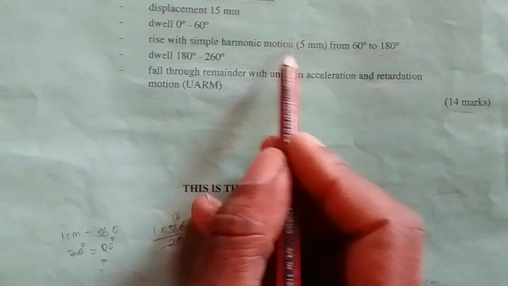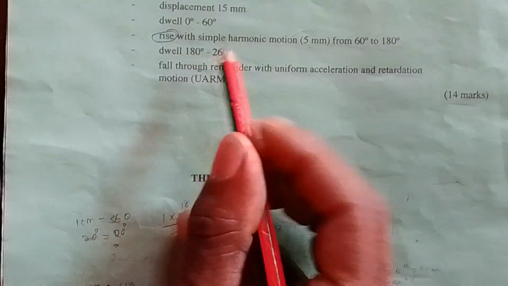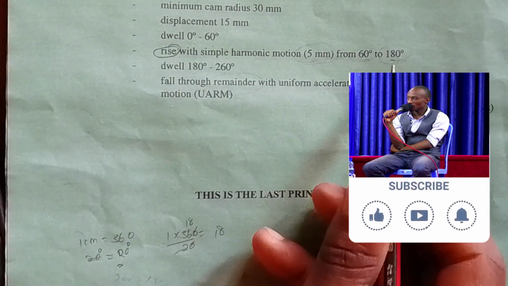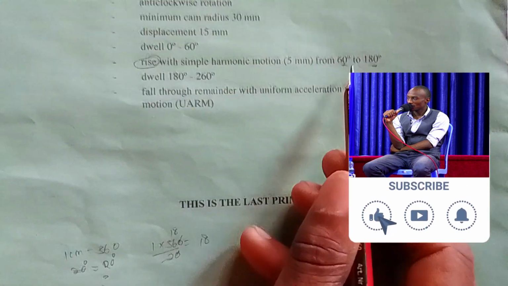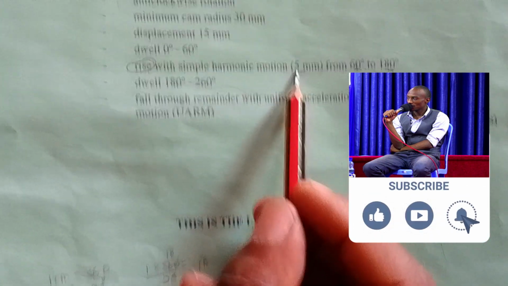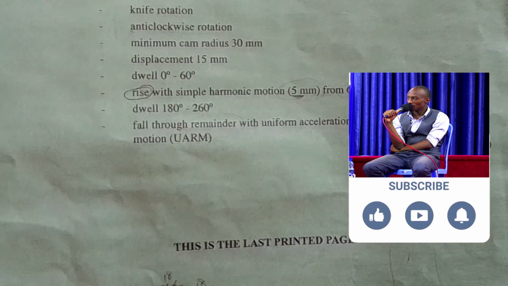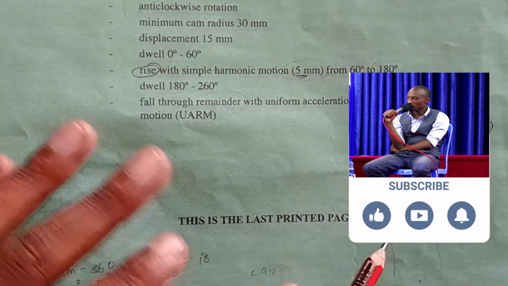You can see here, this is a combination of simple harmonic motion, because we are told it is rising in simple harmonic motion between 60 degrees and 180 degrees. I have told you they always give you in degrees, and you are given the stroke. The stroke is 5 millimeters or 0.5 centimeters. In that case, you must convert it; their measurements are given in millimeters.